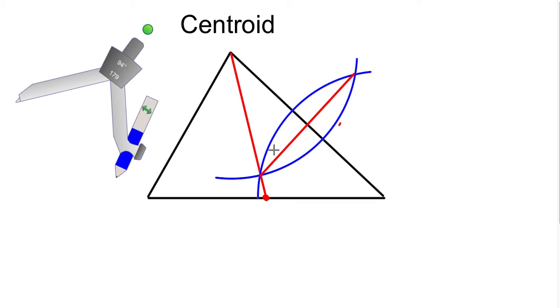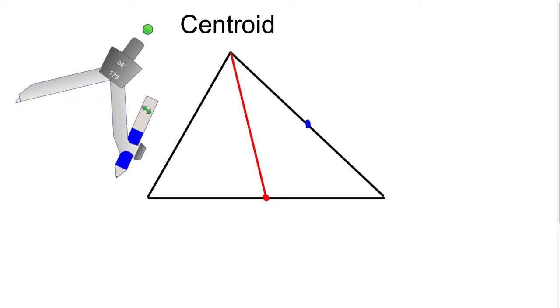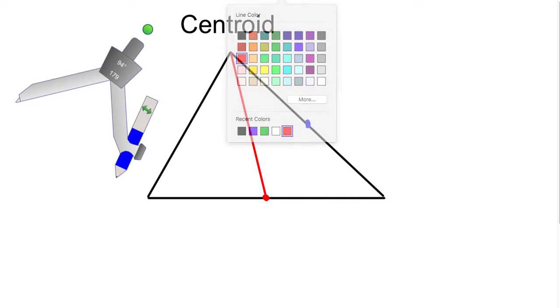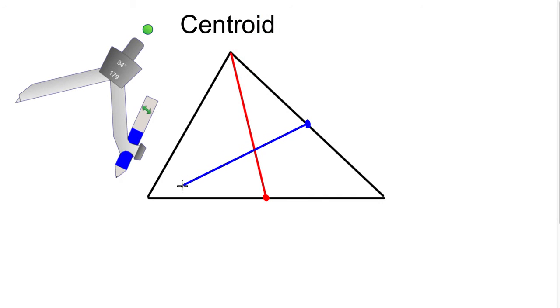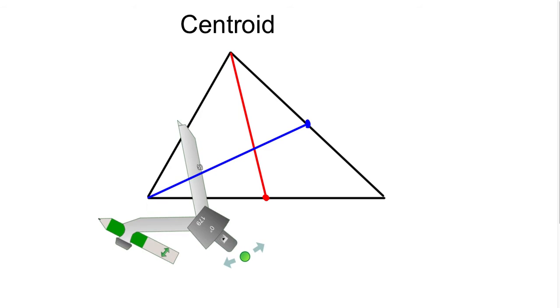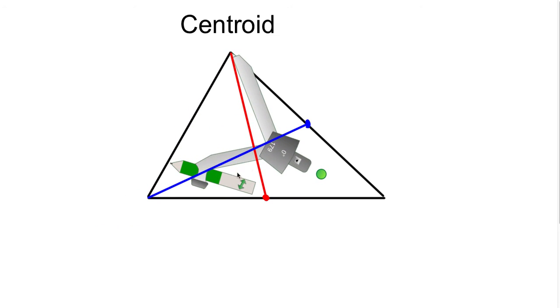Alright, so there's my imaginary line. Again, I'm only going to care about where this line intersects with the side, and I can erase everything else. From that side, which is the midpoint, I'm going to draw a straight line to the opposite vertex. And finally, I'm going to get the midpoint of the final side. So I'm going to find out where the midpoint is on this side here.